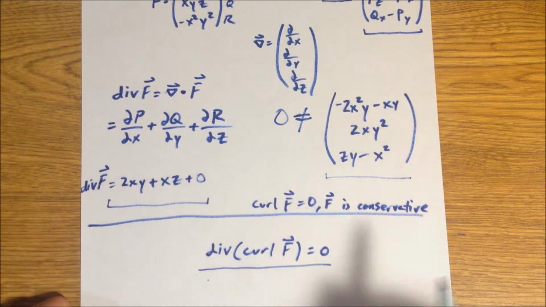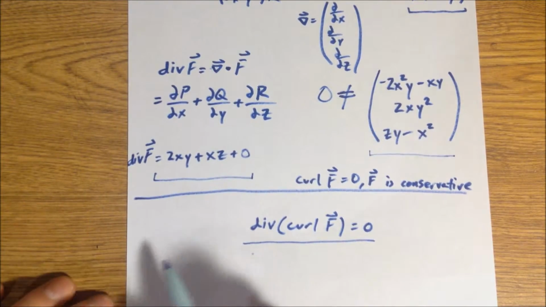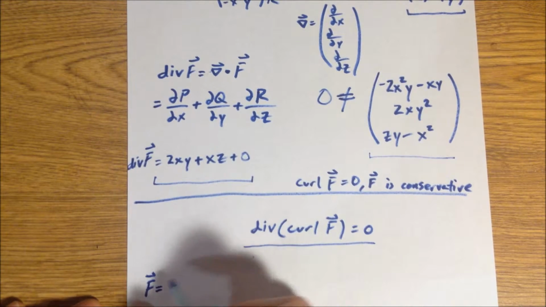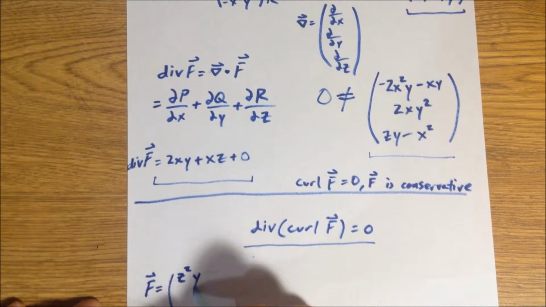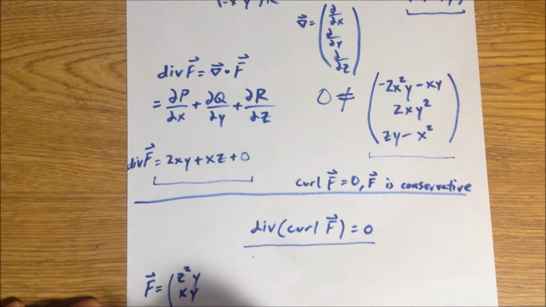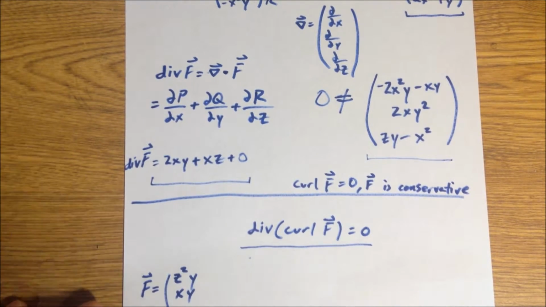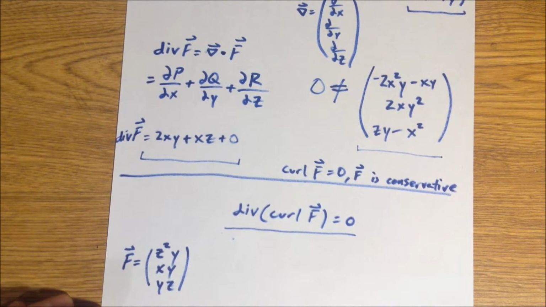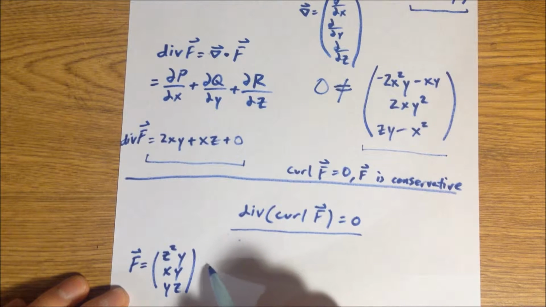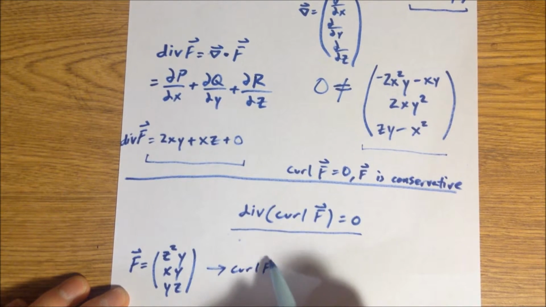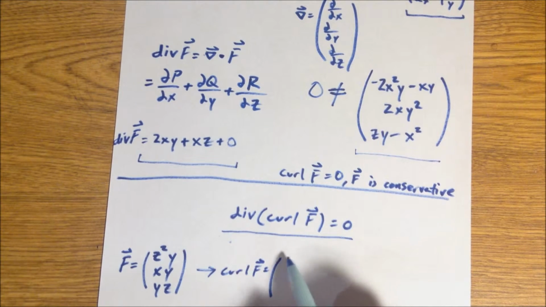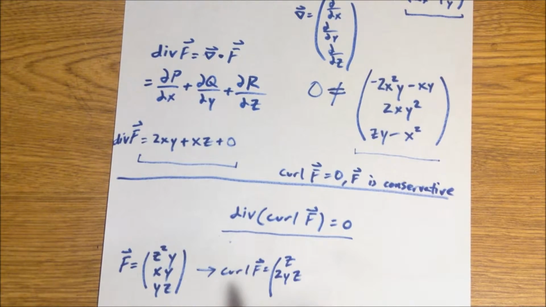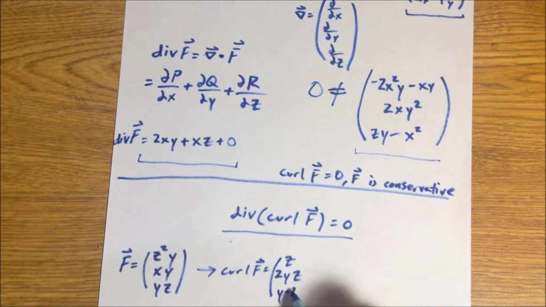So we have a vector field, a new one. This is different from the above one. We have z squared y, xy, then yz. We have this vector field, right? And then if we do the curl of F, we get z, 2yz, then y minus z squared.